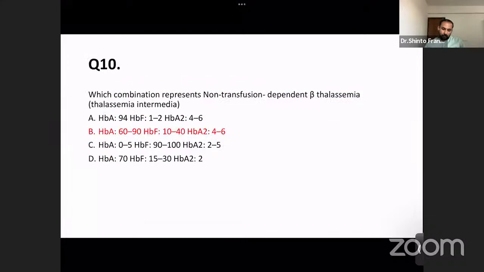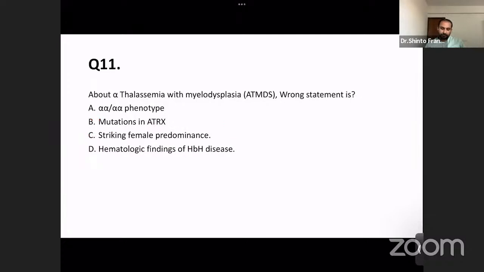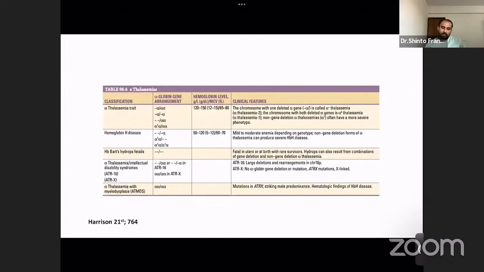Okay, so here thalassemia intermedia: HbF 10 to 40, HbA2 4 to 6, and HbA 6 to 90. Again, this is a memorizing kind of question. Alpha thalassemia with myelodysplasia, ATMDS, wrong statement. So it is alpha phenotype, alpha 4 phenotype, and mutations in ATRX, striking female predominance, hematological findings of HbH disease. So again, a different chart.